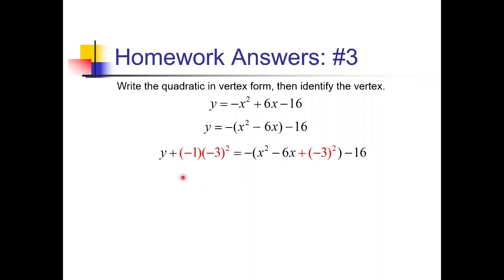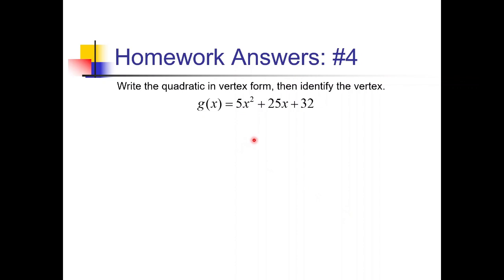All right, so on the left side, this is going to be y minus 9. And on the right side, we've got a negative and then x minus 3 quantity squared minus 16. And then one more step, I'll just add this 9 over here. That gives me negative x minus 3 squared minus 7. Now for the vertex, that's going to be a 3 because of the minus 3 in here, comma, negative 7.